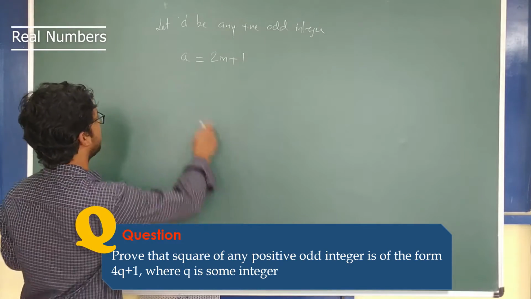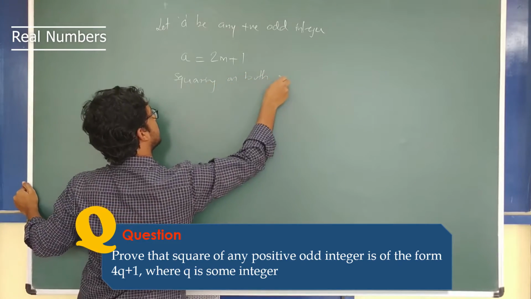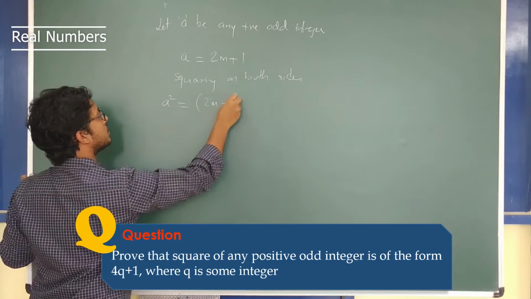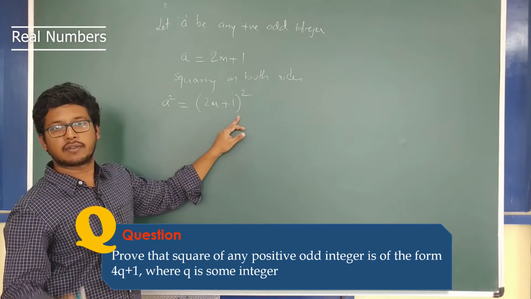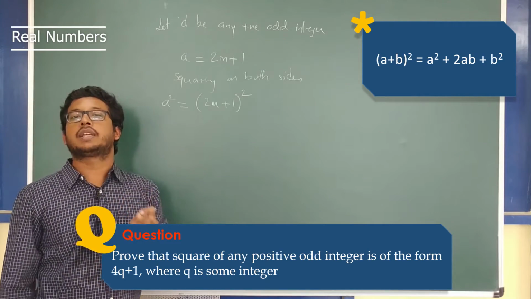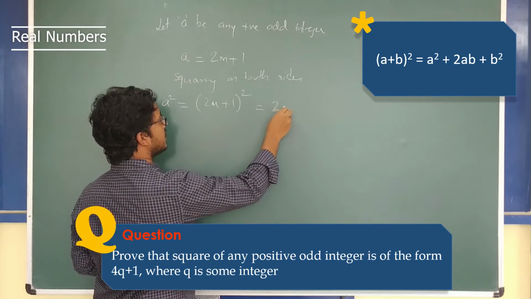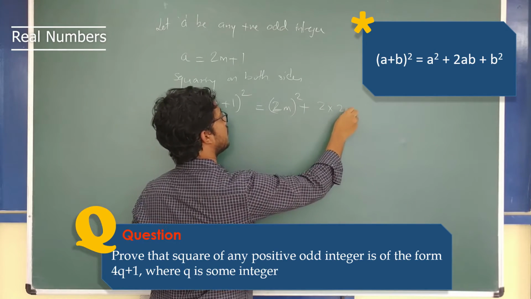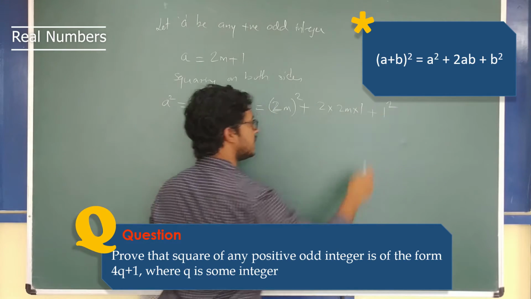So what we'll do, we'll square this one. Squaring on both the sides. So what do we get? a square is now written as 2m plus 1 whole square. Please don't write it as 4m square plus 1, that will be wrong. This is of the form a plus b whole square, which is a square plus 2ab plus b square. So a square is 2m whole square plus 2 into 2m into 1, where a is 2m and b is 1, correct? Plus b square, which is 1 square.